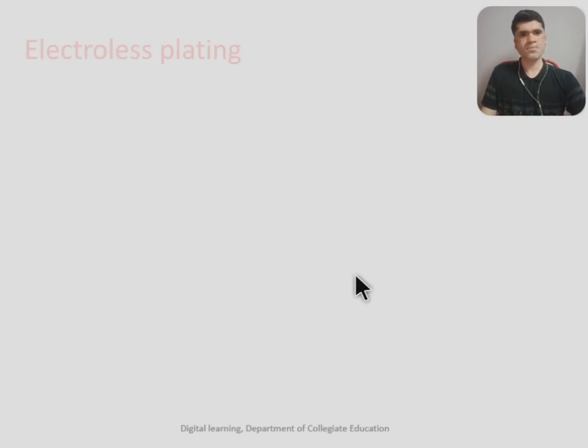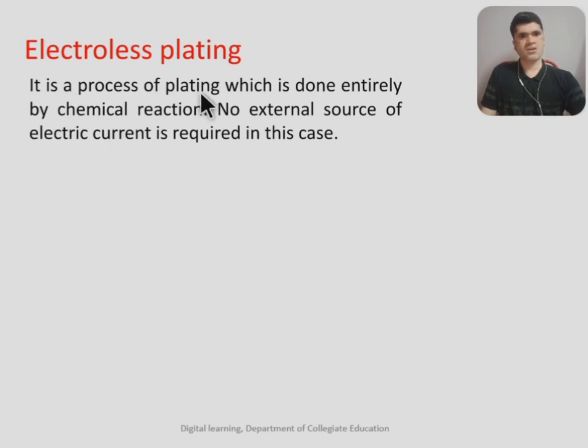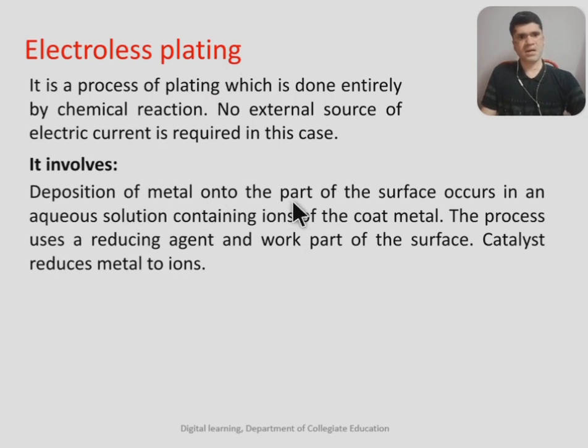Next, we will move to electroless plating. It is a process of plating which is done entirely by chemical reaction. No external source of electric current is required in this case. It involves deposition of metal onto a part of the surface in an aqueous solution containing ions of the coat metal. For example, if copper is to be deposited, we use copper sulfate, which contains Cu2+ ions.